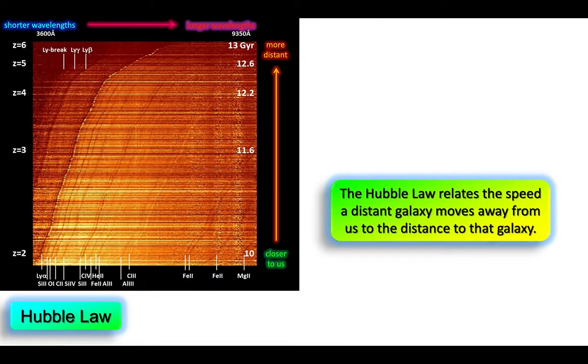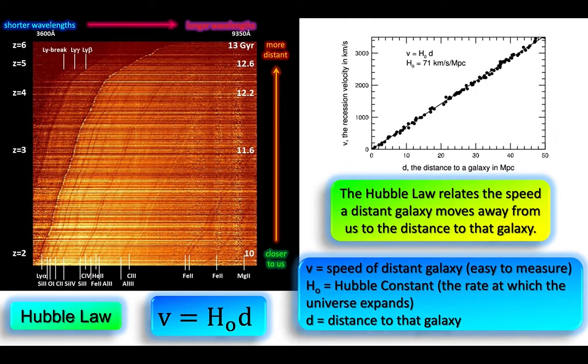And the Hubble law is what relates the speed a galaxy is moving away from us to the distance to that galaxy. So with the Hubble law, v is the speed of the galaxy moving away from us. That's fairly easy to measure. All you have to do is measure the amount of redshift and then turn that into a velocity. D is the distance to the galaxy, which we want to know. And H0, the H with the subscript 0, is the Hubble constant. This describes the rate at which the universe expands.